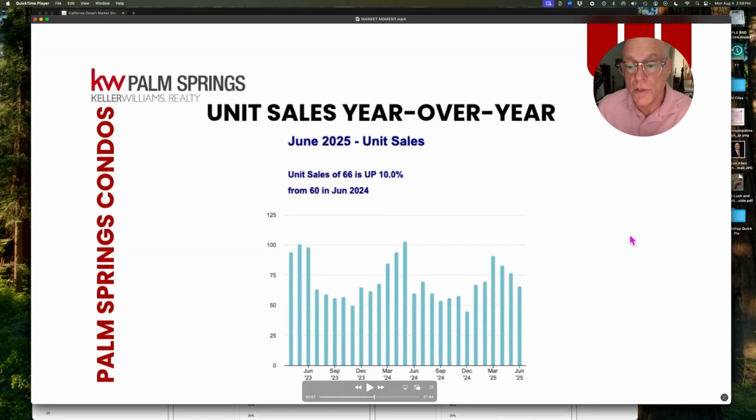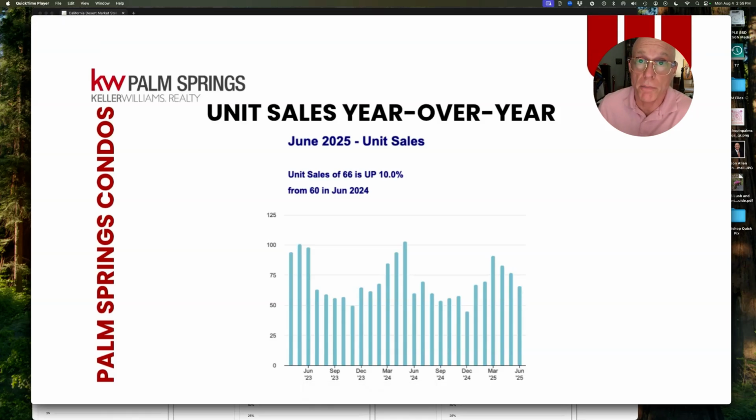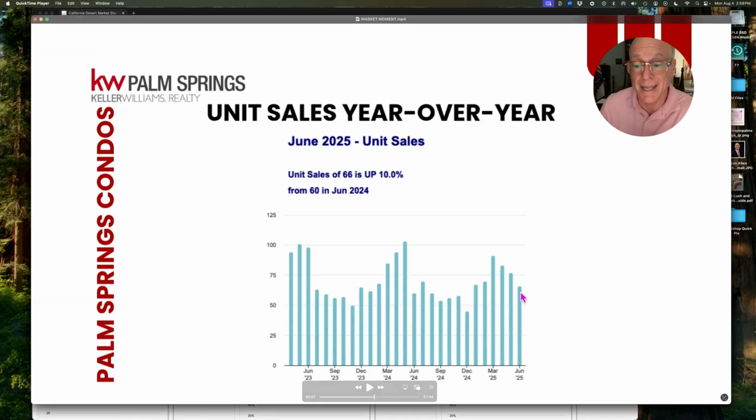And then unit sales year over year. In this particular case, we're up 10% from last year for condos in Palm Springs. It's positive. That means buyers are in the marketplace, and that's despite the fact that we have more inventory.